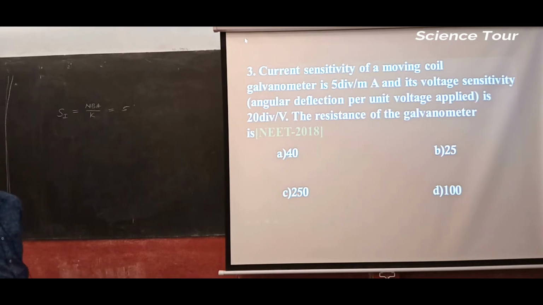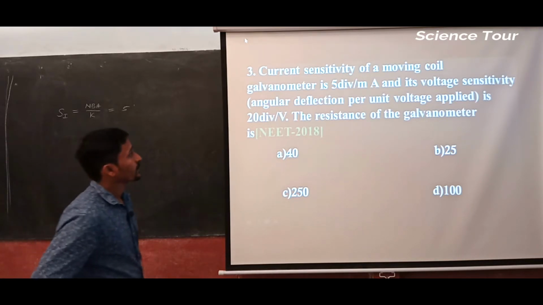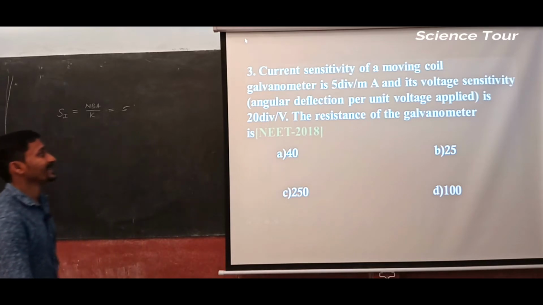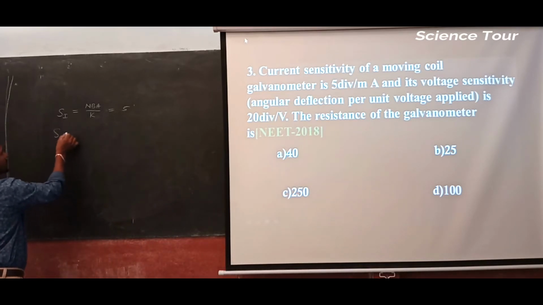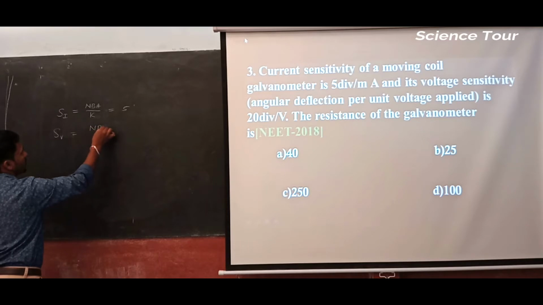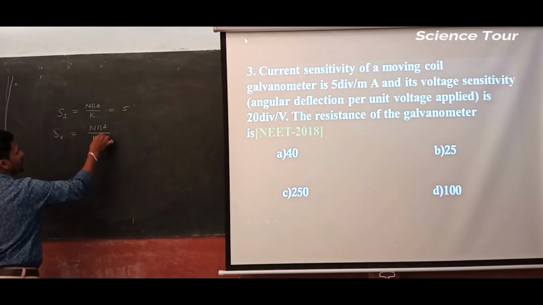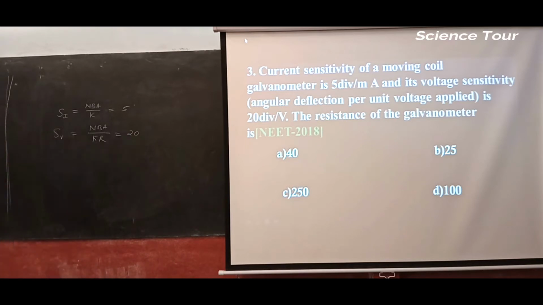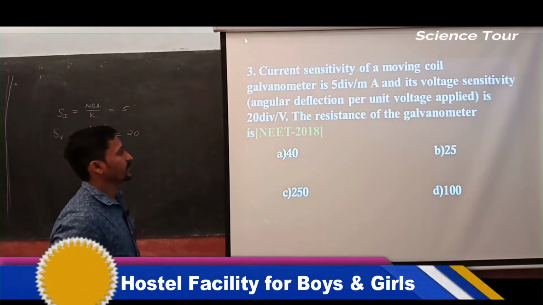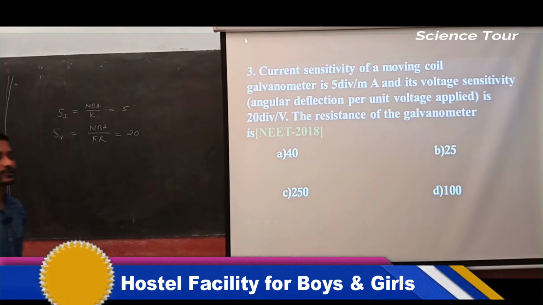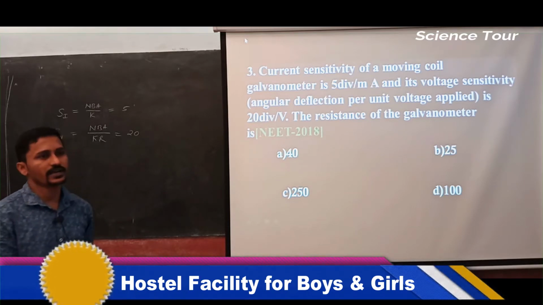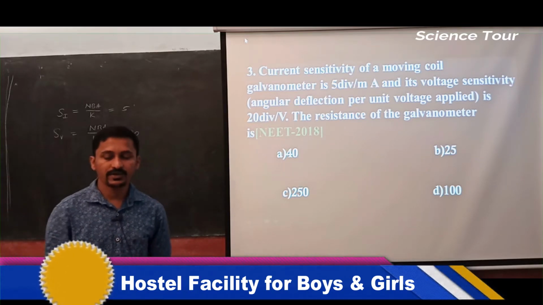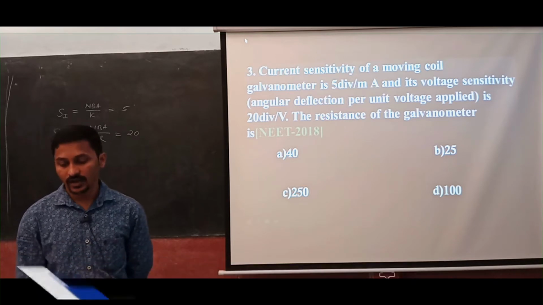Next, its voltage sensitivity is 20 divisions. Voltage sensitivity is nothing but again NBA divided by KR, which is equal to 20. Okay, the resistance of the galvanometer is, so which appeared in 2018 NEET. All the questions we are going to discuss here are previous exam questions, okay.